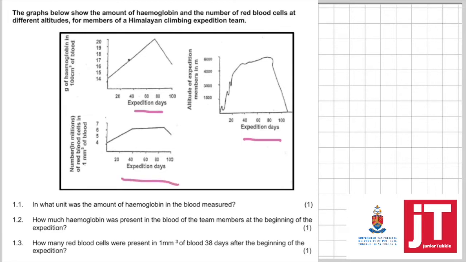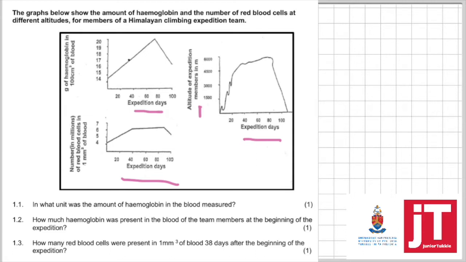So we can see from these graphs that hemoglobin and red blood cells obviously have an effect in these members at different altitudes. This is a very nice question. I've chosen it because it's a very nice application question where you link altitude, hemoglobin, and red blood cells. Right, so let's get down to the question.